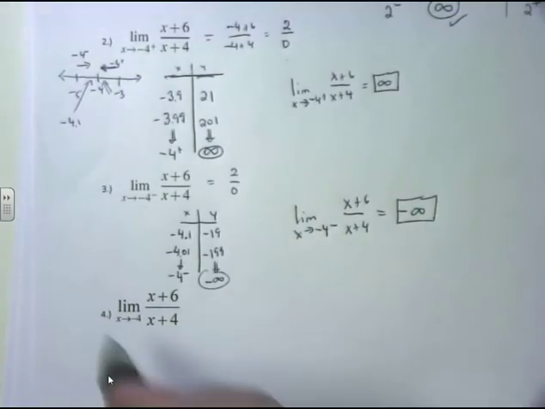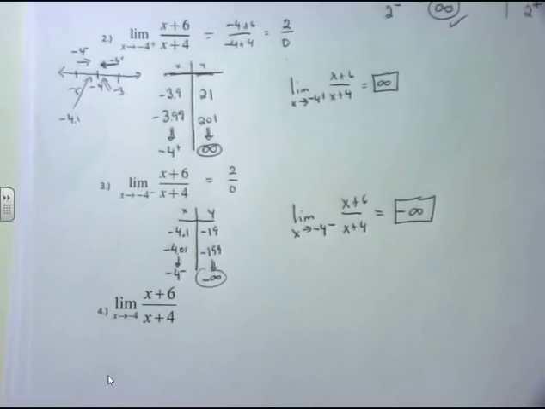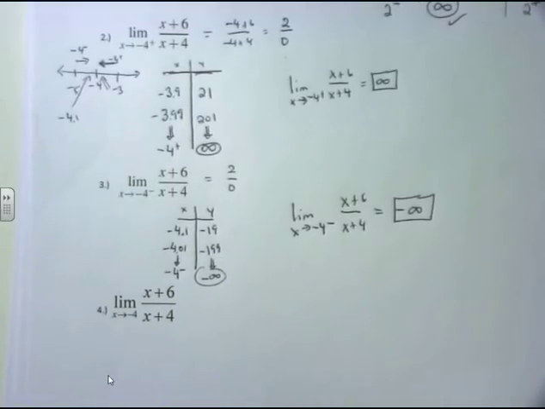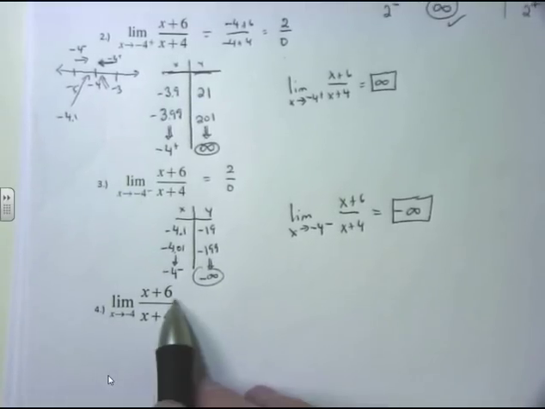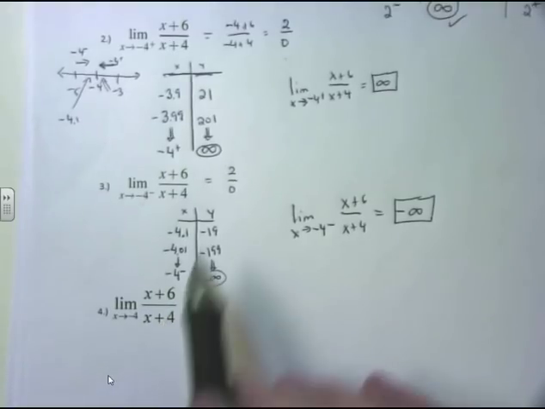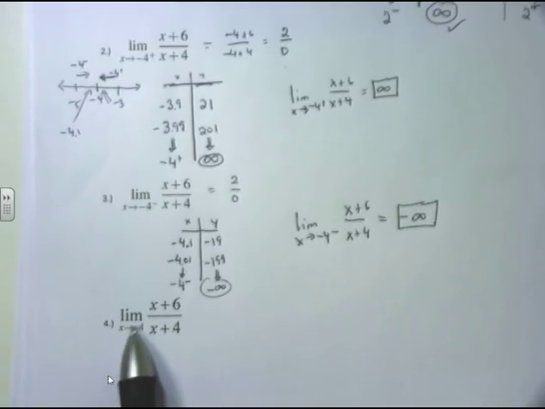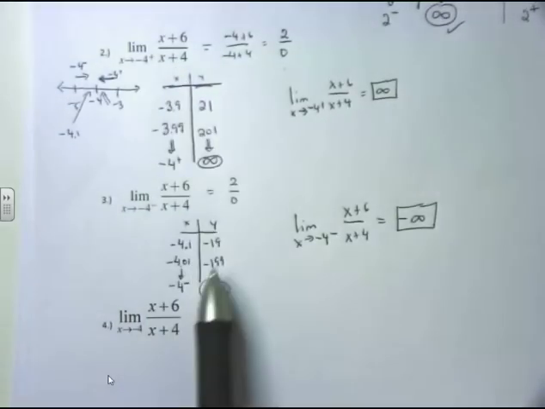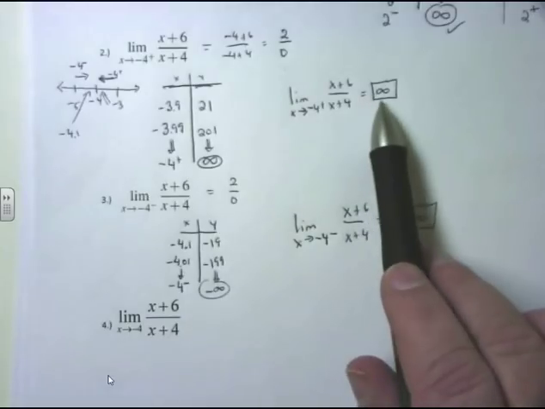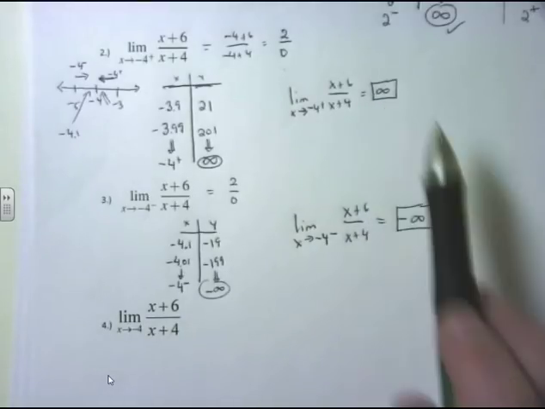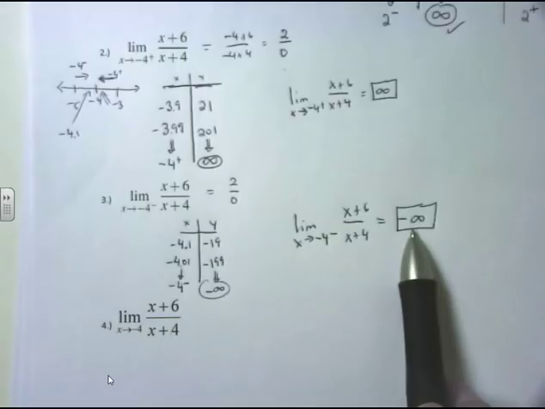But now, look at this question here. What is the limit as x approaches negative 4 of x plus 6 divided by x plus 4? Well, to get a full limit, notice there's no little plus or minus behind the number here. To do a full limit, you've got to look at the limit from the left versus the limit from the right. The limit from the right was positive infinity. The limit from the left was negative infinity. They're not going to the same infinity.